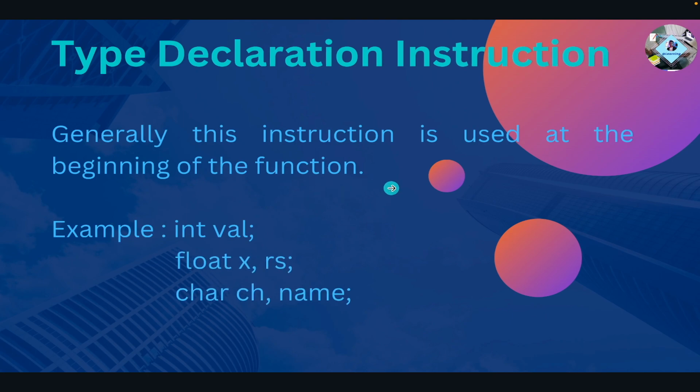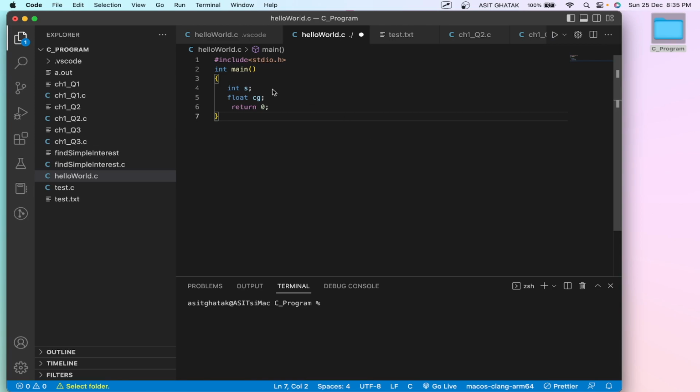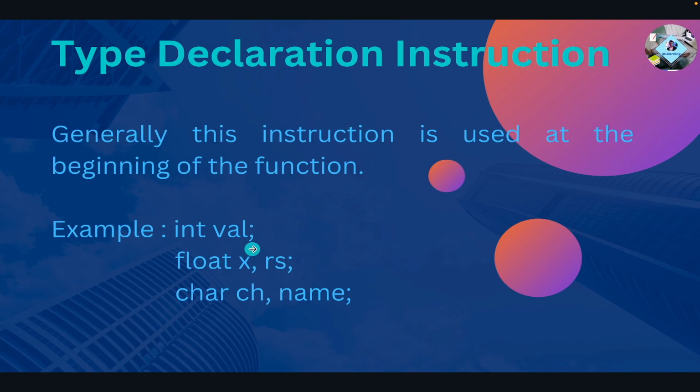Generally this instruction is used at the beginning of the function, right? So what is this? Let me show you in VS Code. This I have already written, right? This is a declaration. This is a declaration, then this is a declaration, right? All of these things are declarations. This is a declaration instruction. You can see I have written here, right?